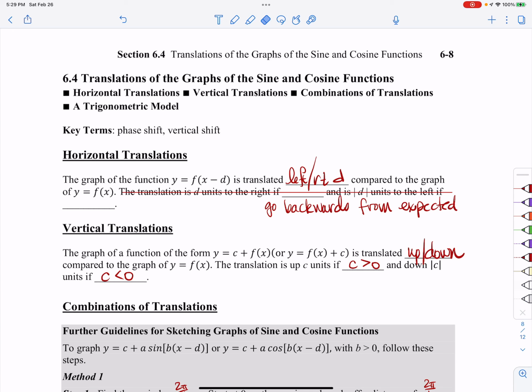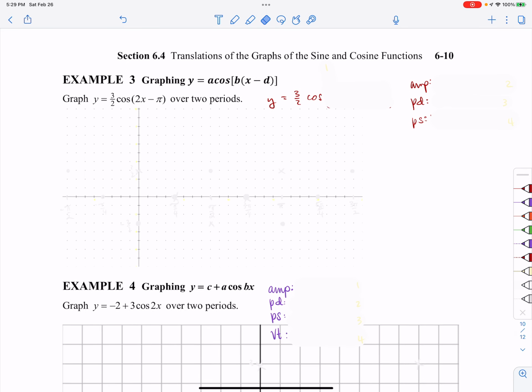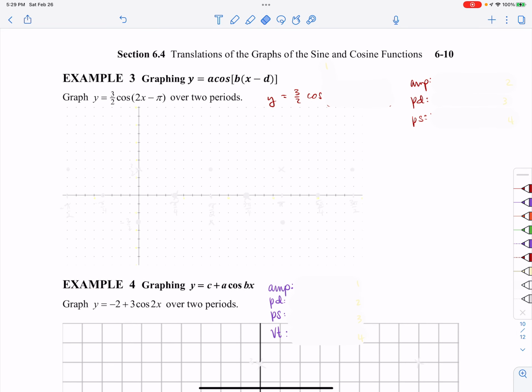Hey guys, this is going to be the second video in section 6.4, and we've got 3 examples to do in this section. So if you'll go down to example number 3. So take a look here. This one's a little bit different.